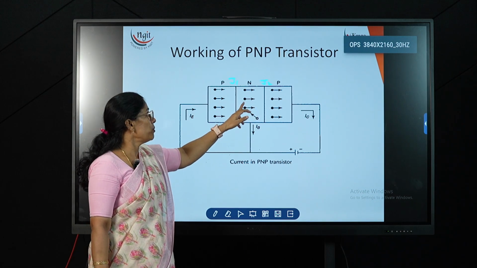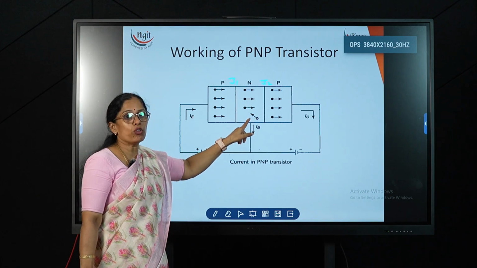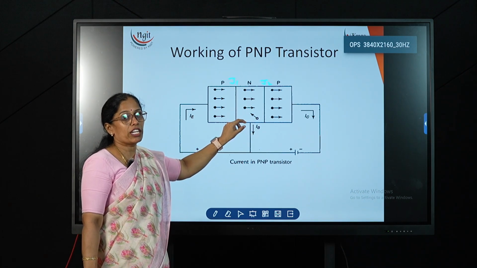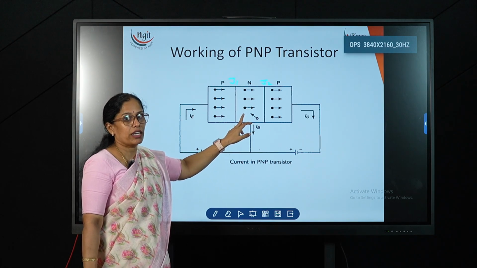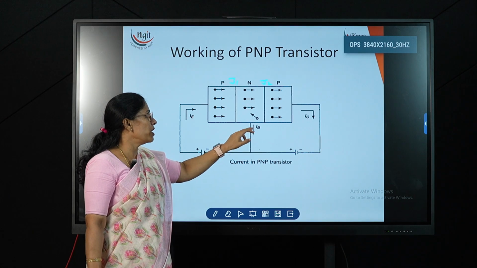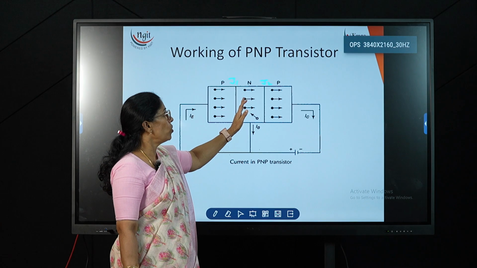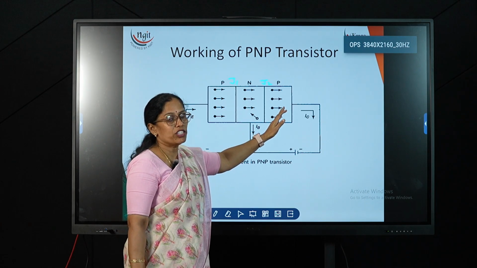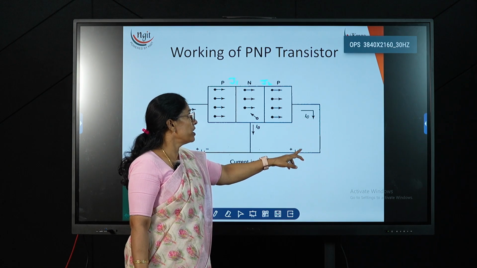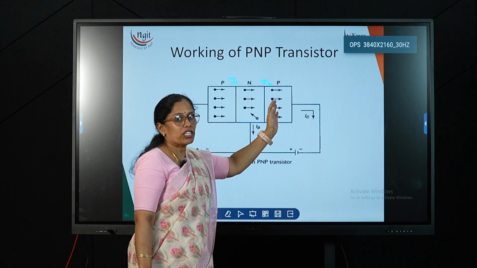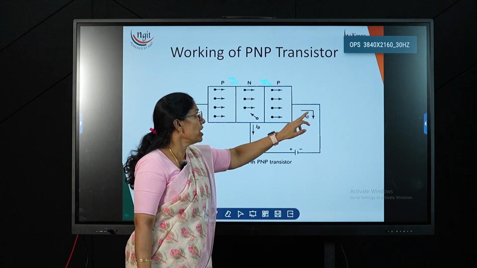In the N-type material, the majority charge carriers are electrons, and it is very lightly doped, so the available electrons are very few. These holes will recombine with these electrons, and it leads to the IB current. The remaining excess holes will enter into the collector region, and here the collector is connected to the reverse bias. This negative plate will attract those charge carriers which are entering from the emitter to the collector. So this causes the IC current.